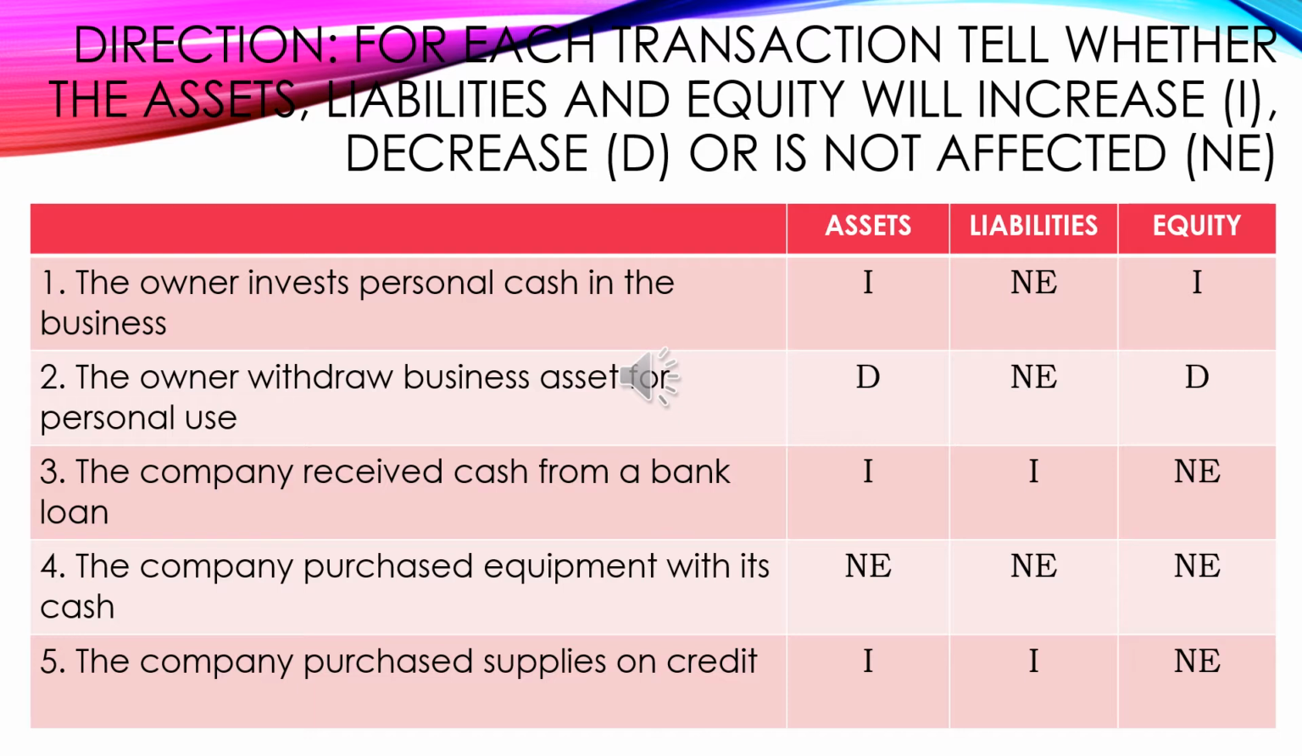Next, for transaction number 3, the company received cash from a bank loan. So when we say loan, that would lead to a future obligation of the business. So the cash of the business, which is considered an asset of the business, increases, with a corresponding increase in the liabilities of the business.